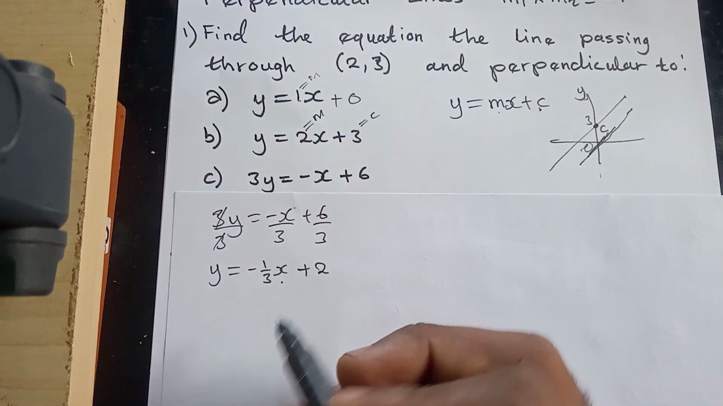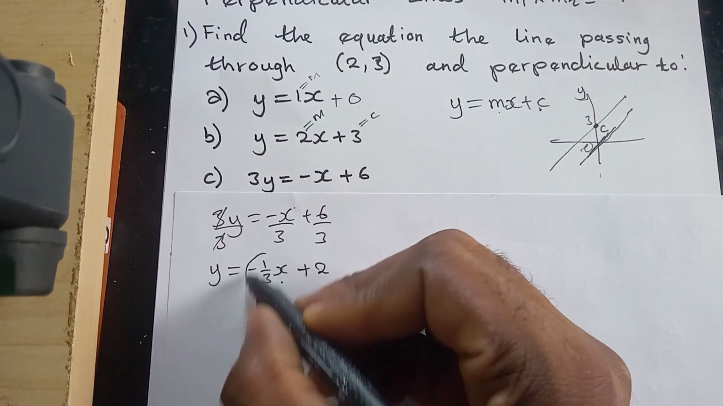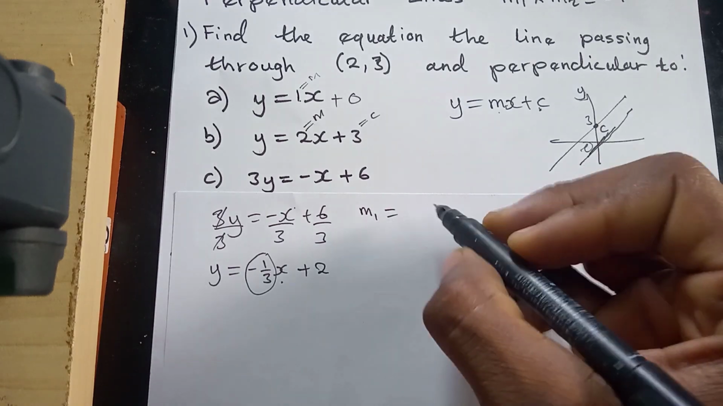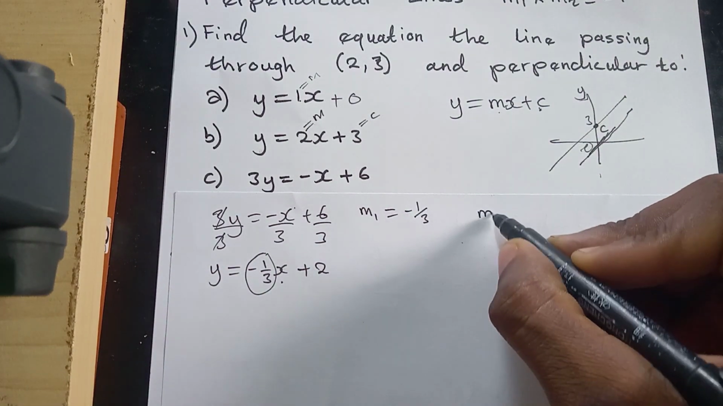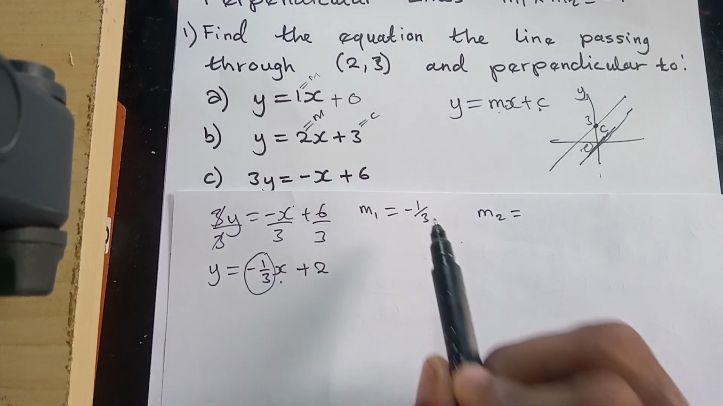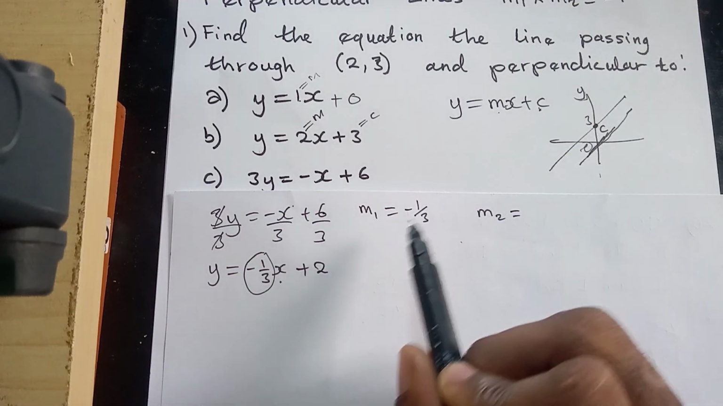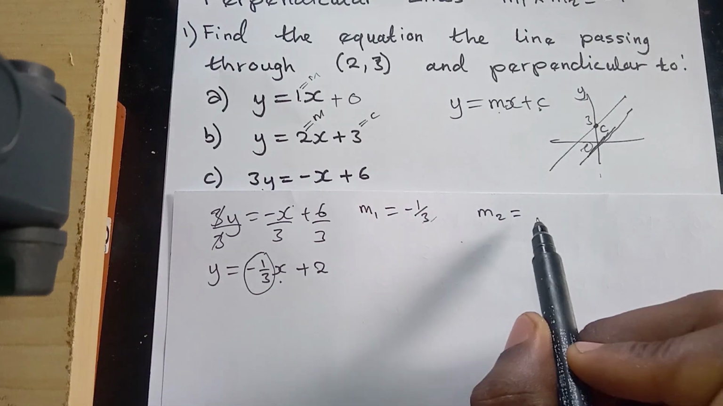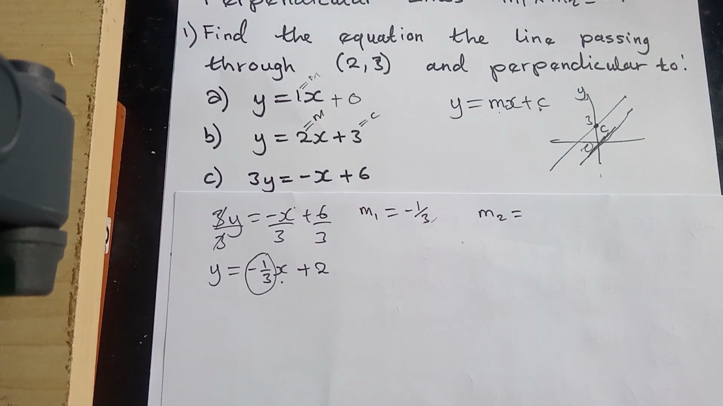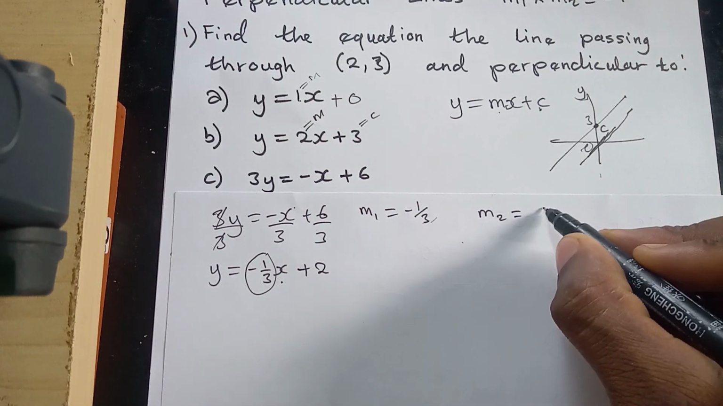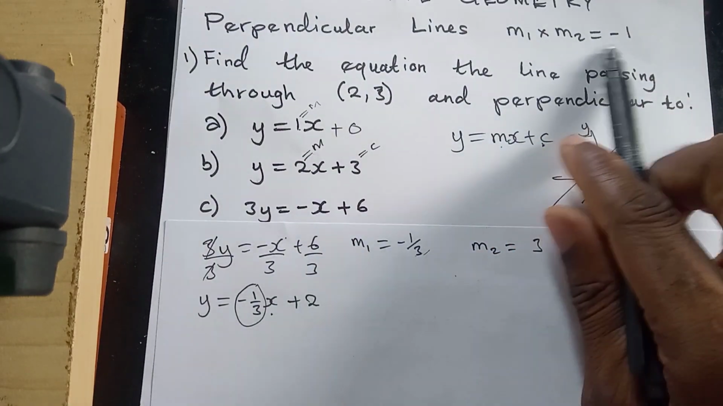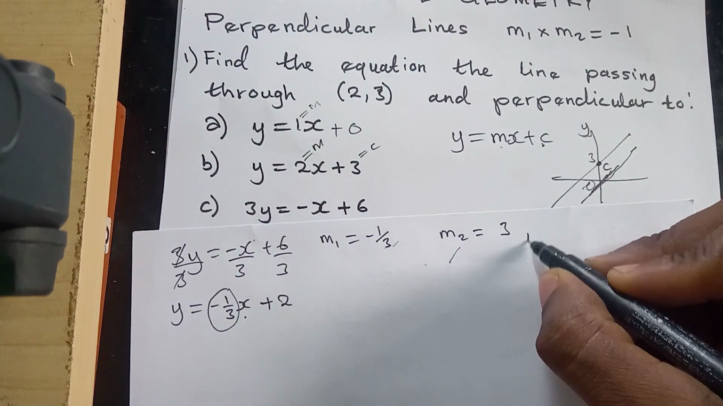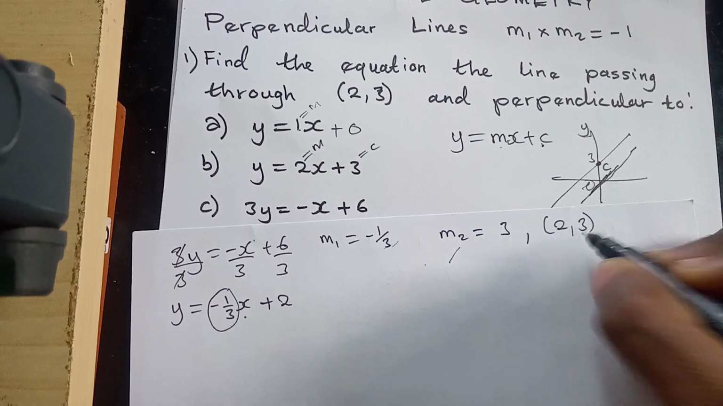So as you can see, we have our gradient, our m1, which is this part here. So m1 is equal to negative 1 over 3. So now to find our m2, remember it has to be the negative reciprocal of this. So since this is already a negative number, this will automatically be positive. So the reciprocal of 1 over 3 is 3. So this is our gradient. This times this will give us negative 1, which is this. So now we have the gradient and we have a point 2, 3.